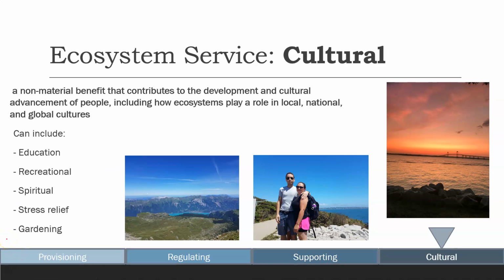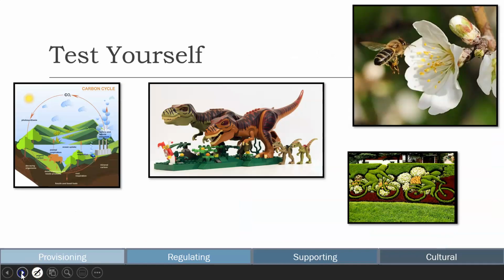Another one is cultural. So those non-material benefits that contribute to development and cultural advancement of people. So this could be someone who enjoys hiking. So I took these pictures. I enjoy hiking. One of these is from the Alps, and we've got Rhode Island. And you could enjoy nature for the stress relief. That's where I'm at, or recreation, or you're in environmental science. So the ecosystem is providing you education. And maybe you like gardening. I like gardening. I'm not very good at it though.